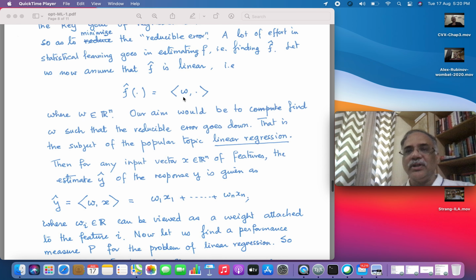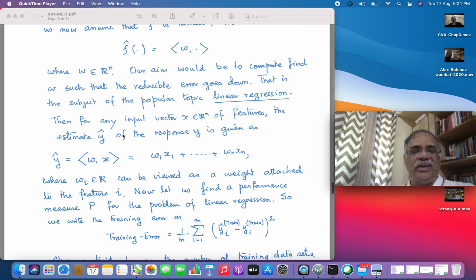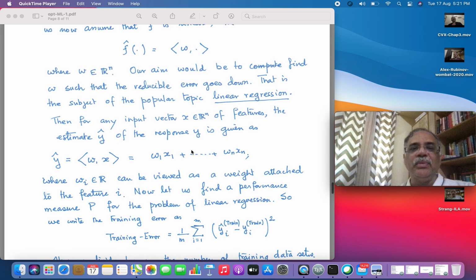So a linear function is written in terms of an inner product, where w is something we have to figure out. So finding f hat is the same as finding w. Basically we have y hat equal to w x. So w x is w1 x1 plus w2 x2 and so on; whatever x you give, it will give me some y hat.